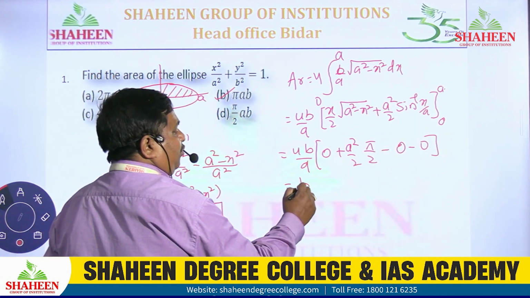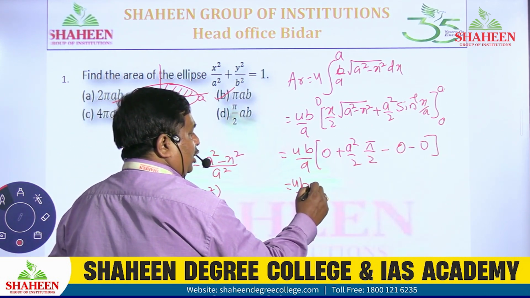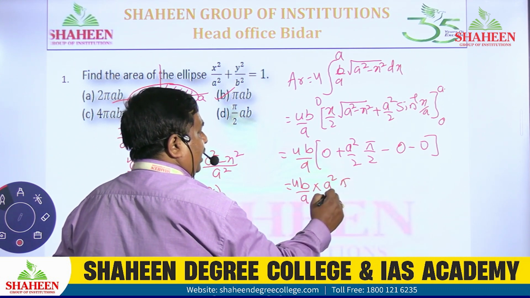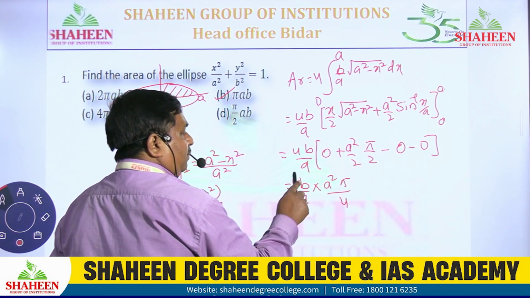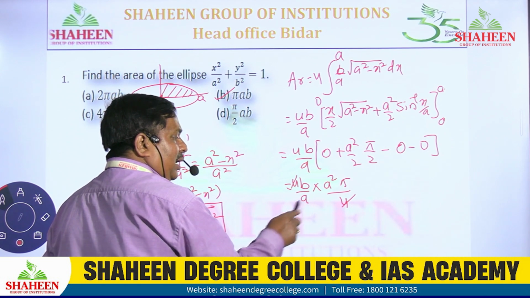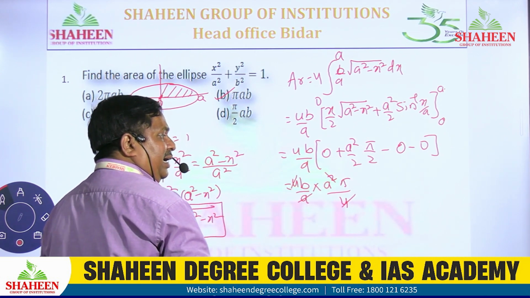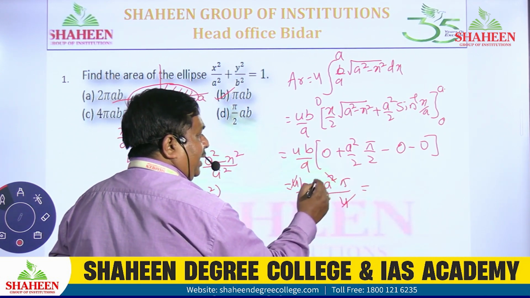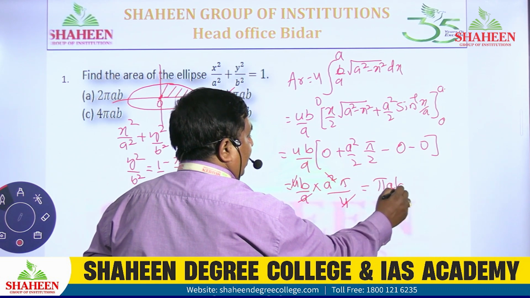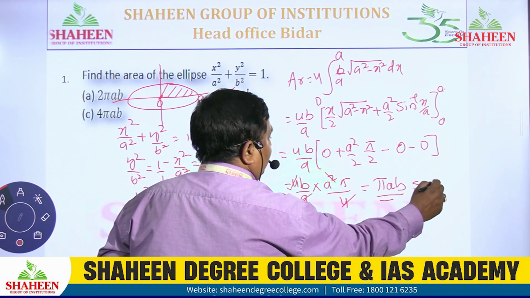So this becomes 4b by a into a square pi divided by 2, to the 4. This 4 cancels, and this a, one a gets cancelled, remaining is pi ab square units.